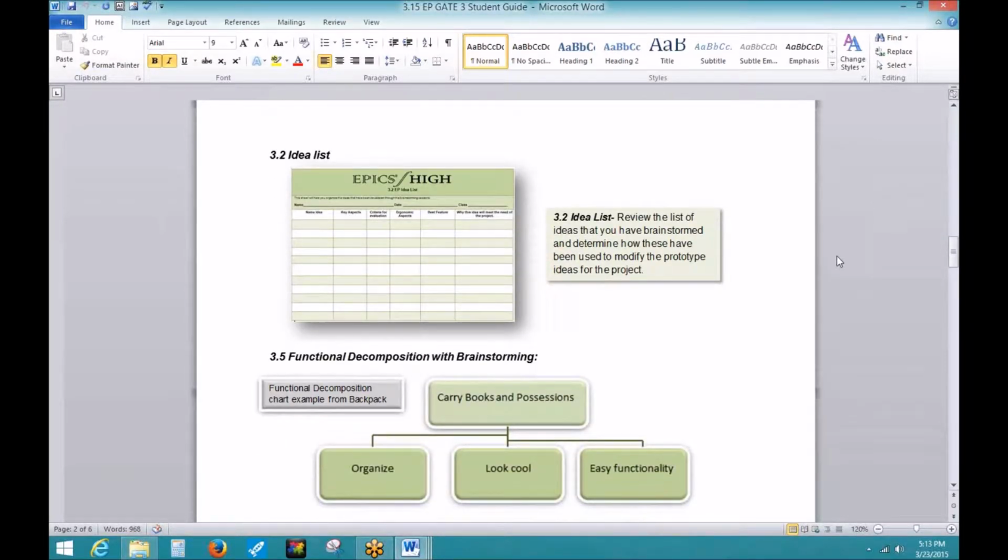There's also, I hope that this is helpful, an idea list, to again get them to put things down so that they can remember it. I'm hoping that that will be helpful. Any thoughts about idea lists? We'll go into functional decomposition because that's a little different.